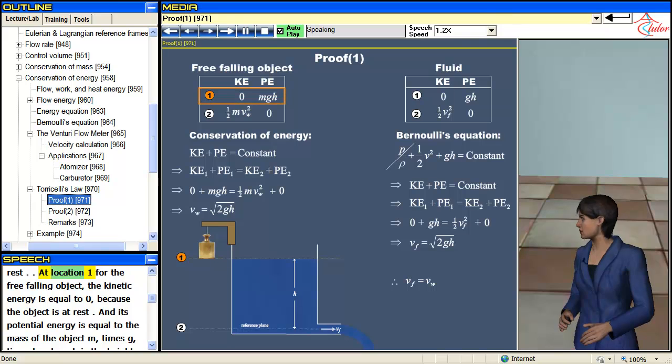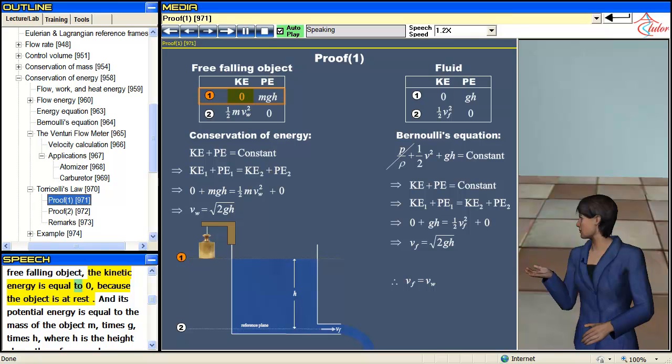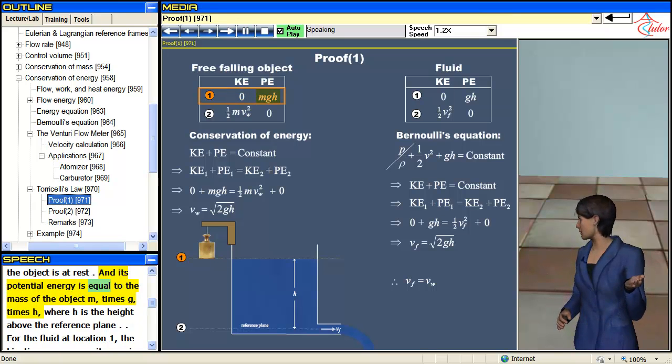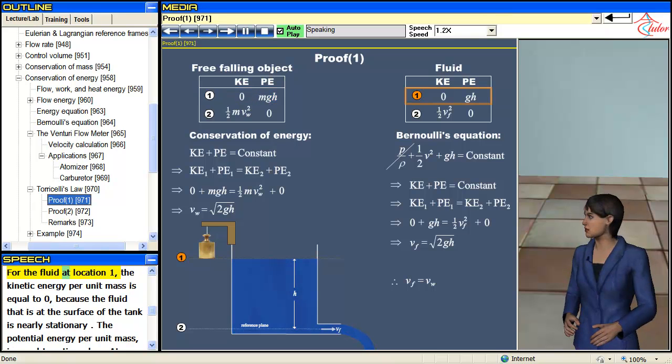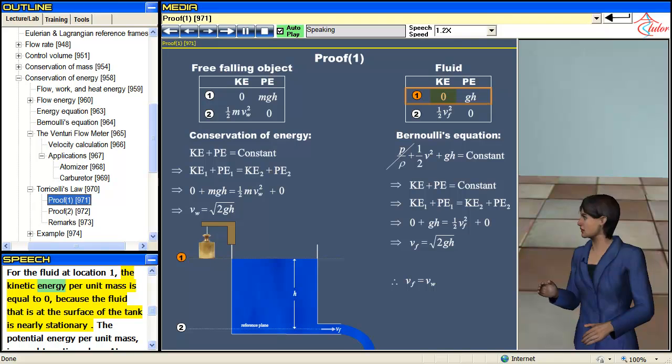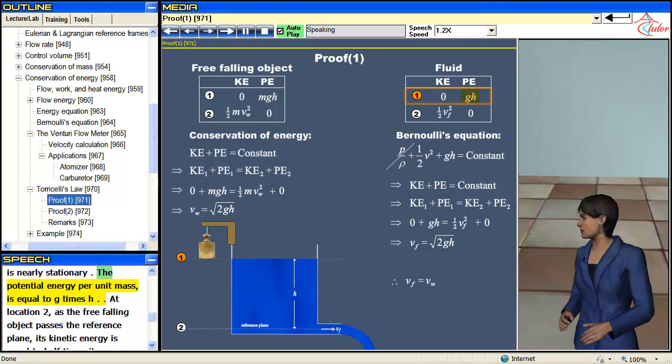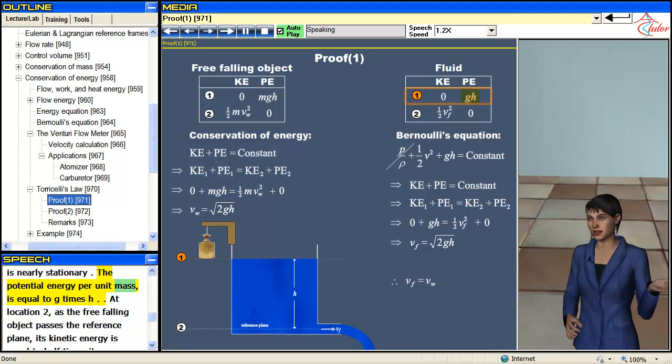At location 1, for the free-falling object, the kinetic energy is equal to 0, because the object is at rest, and its potential energy is equal to the mass of the object m, times g, times h, where h is the height above the reference plane. For the fluid at location 1, the kinetic energy per unit mass is equal to 0, because the fluid that is at the surface of the tank is nearly stationary. The potential energy per unit mass is equal to g times h.